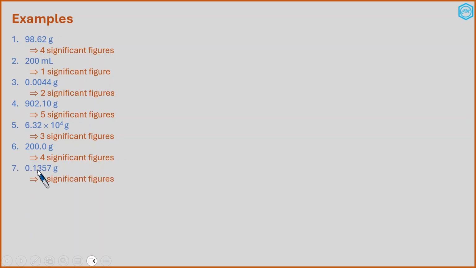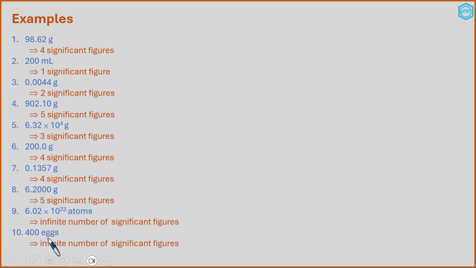0.1357 gram. There are 4 significant figures. This zero is not significant. 6.200 gram. All the 3 zeros are significant because they lie towards the right of the decimal place. So the total number of significant figures is 5. 6.02 into 10 raised to 23 atoms. This is a counting number, so it will have an infinite number of significant figures. 400x, that also is a counting number, and it has an infinite number of significant figures.